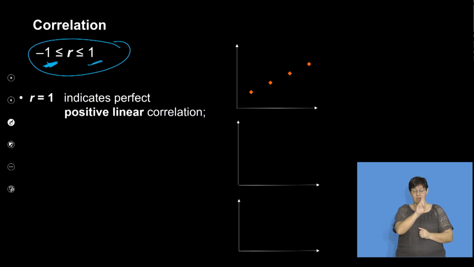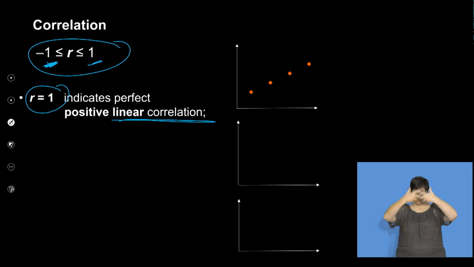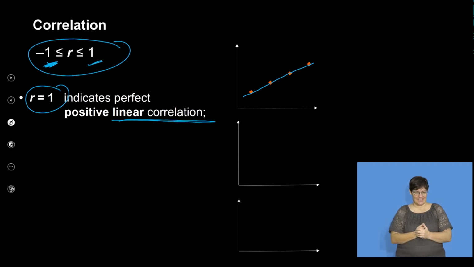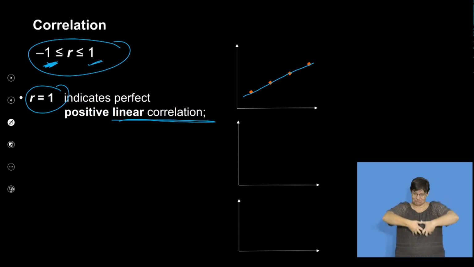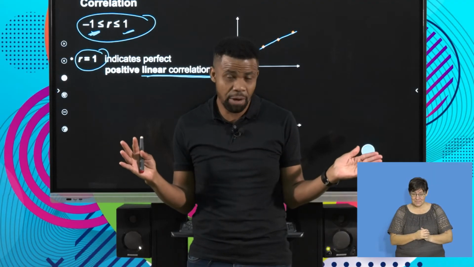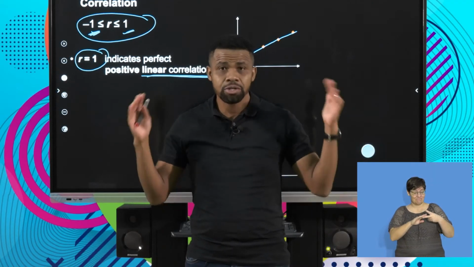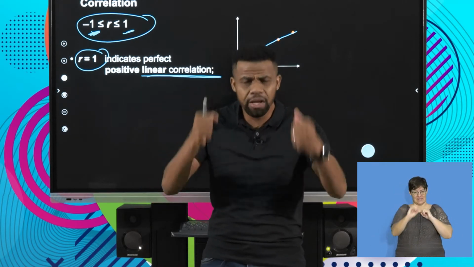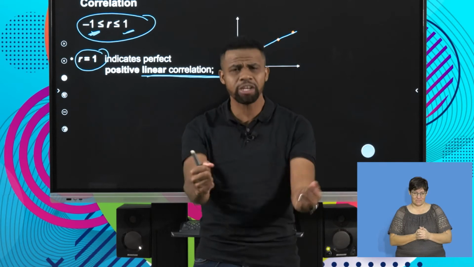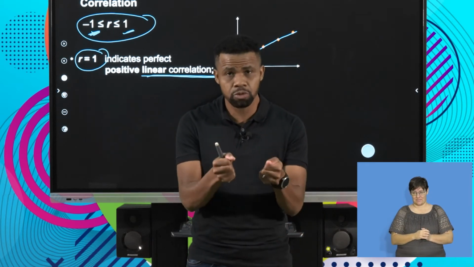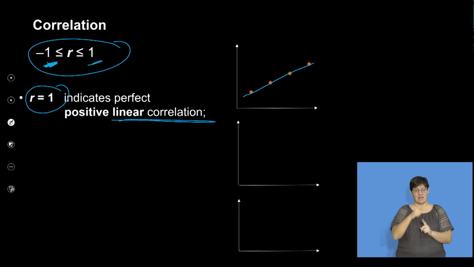So what do we say? We say if R is 1, this indicates a perfect positive linear correlation, association. I'm able to draw a perfect straight line. If I do that, that's a perfect association. Are we together? So those two variables, we're 100% sure that they are strongly associated if R is equal to 1. Okay? Positive linear correlation.